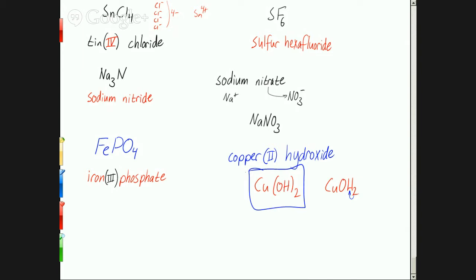How did you know you needed two of them? Because copper is a +2 charge here, because it's given that it's copper 2. So we need two of the 1- hydroxides to balance it out. So this is great. Sounds like you do know these polyatomic ions pretty well. So if it was copper 3, it would be Cu(OH)3. Yeah, right. Okay, because there's 3.